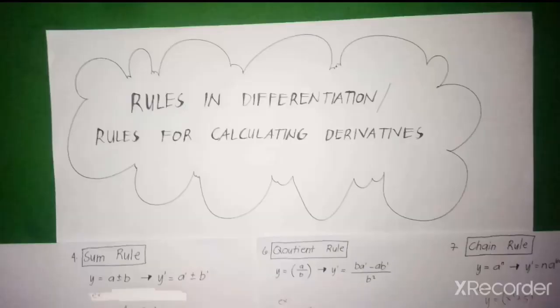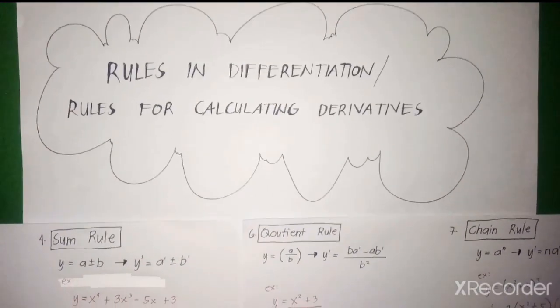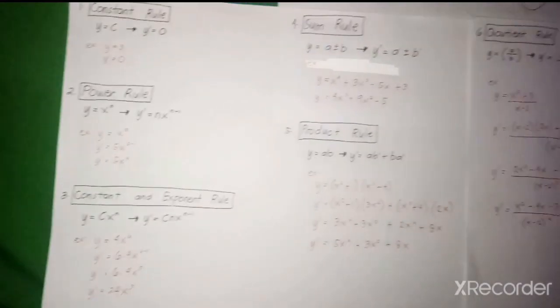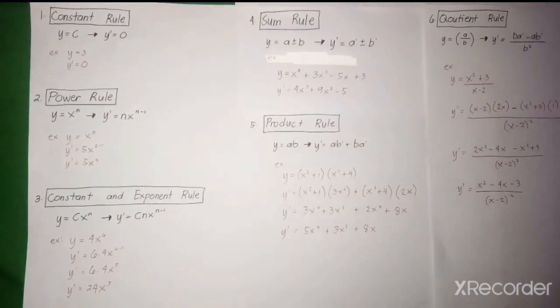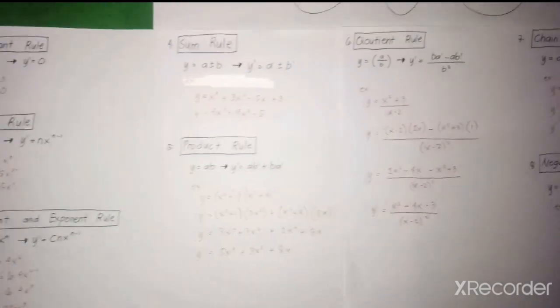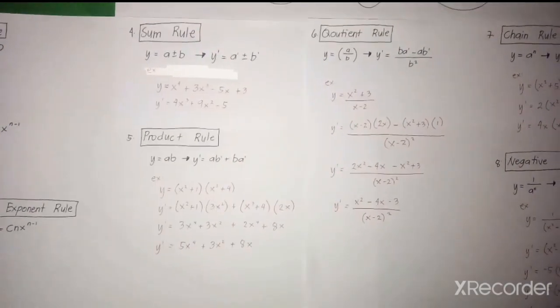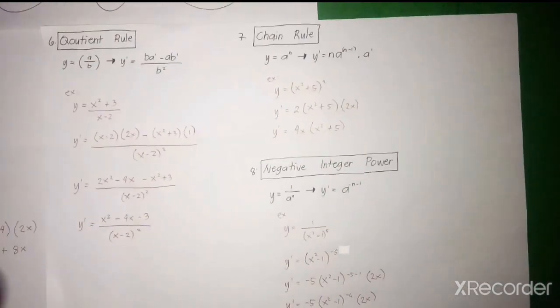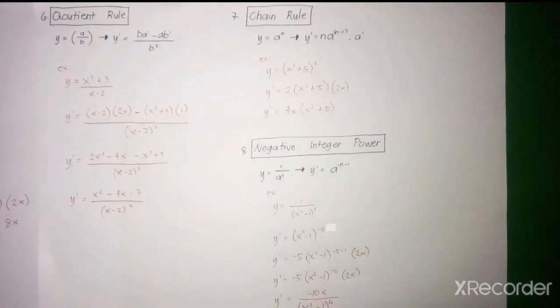And again, the rules in differentiation or rules for calculating derivatives are these: the constant rule, the power rule, the constant and exponent rule, number 4, the sum rule, number 5, the product rule, number 6, the quotient rule, number 7, the chain rule, and the last one is negative integer power.